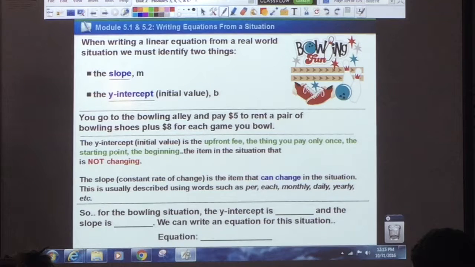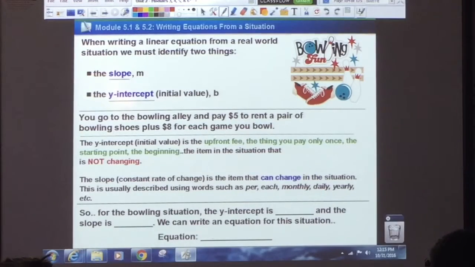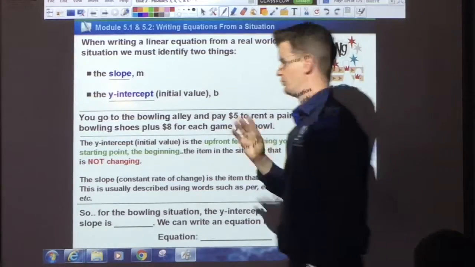I want you to think about this. You go to the bowling alley. You pay $5 to rent a pair of shoes, and it's $8 per game. One of those numbers is the slope. One of those numbers is the y-intercept. Hold on. Some people may already have it, but let me explain how you determine which is which.